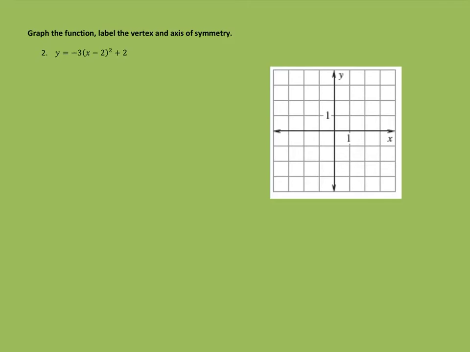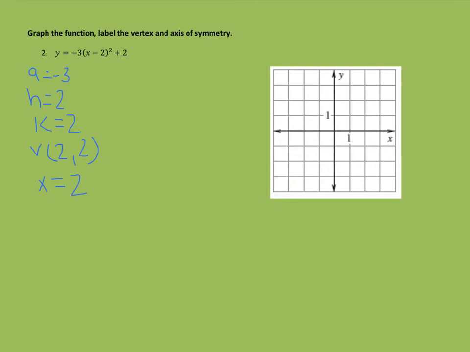So graph the function, label the vertex and the axis of symmetry. So go ahead, press pause. Identify what a is, what h is, what k is, and try to graph this. So hopefully you did. And let's see here. We have a is negative 3, h is 2, k is 2. So my vertex is 2, comma 2, my axis of symmetry is x equals 2.